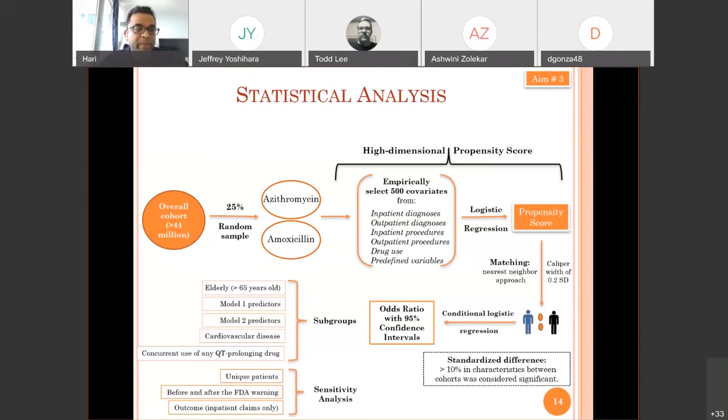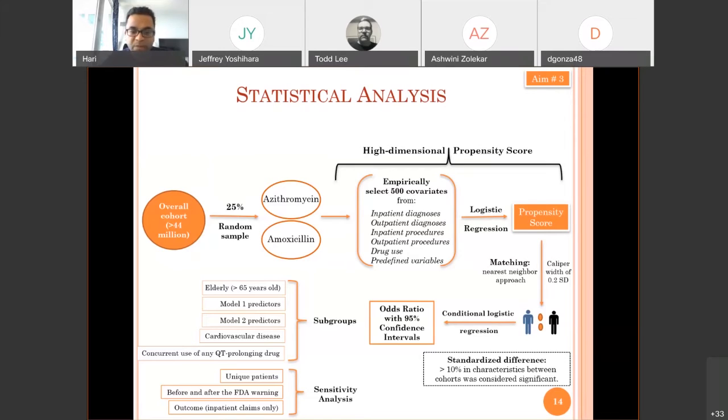We also looked at if there was an impact before and after the FDA warning. Again, we found from our paper one that there was very little impact in terms of cardiac risk factors among patients who were prescribed azithromycin, but we also didn't want to rule out a risk validation study. So we looked at the sensitivity analysis focusing on patients who were prescribed before and after, to see if there was a change in the estimate.